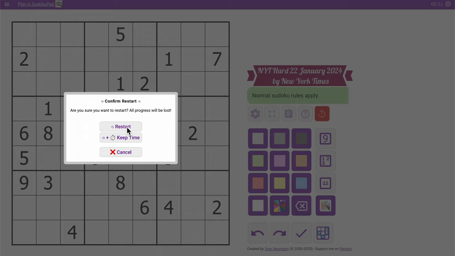Welcome to the New York Times Hard Sudoku. This is Monday, January 22nd, 2024. I'll start here by using scanning techniques on the top, then middle, then the bottom three rows, then proceeding to the left, middle, and rightmost three columns, and then I'll see where it goes from there.